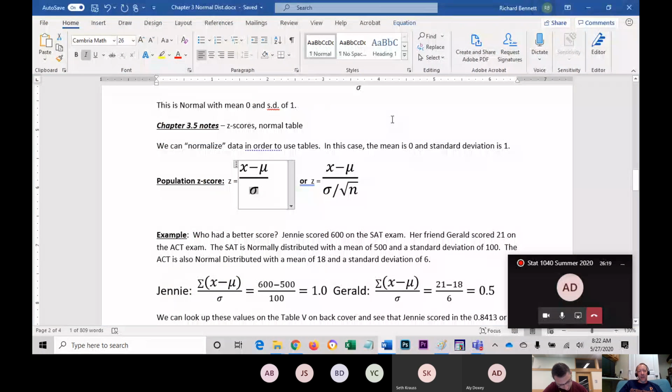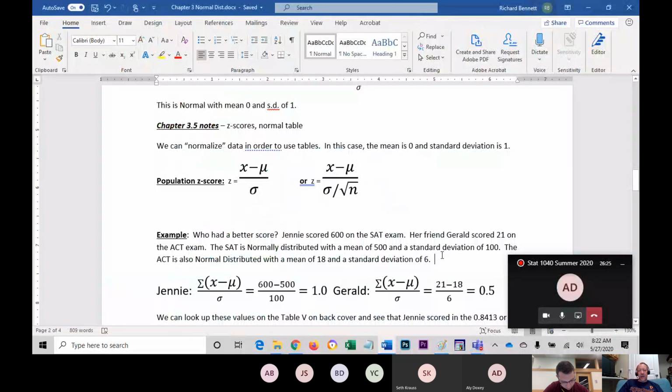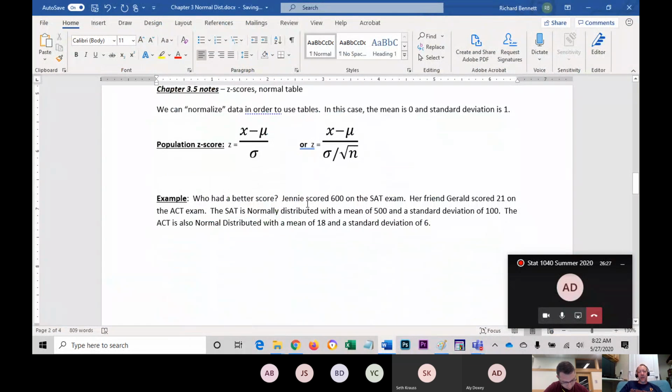Okay. So one of the things that we can do here is, the nice thing about a normal distribution is we can convert it to a standard normal table. And we can ask, who had the better score? Jenny scored 600 on the SAT exam, and her friend Gerald scored 21 on the ACT exam. The SAT is normally distributed with a mean of 500, and it has a standard deviation of 100.